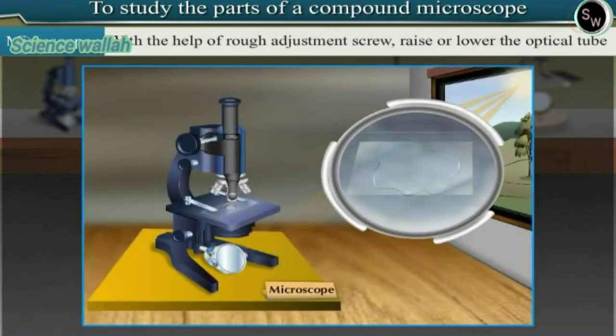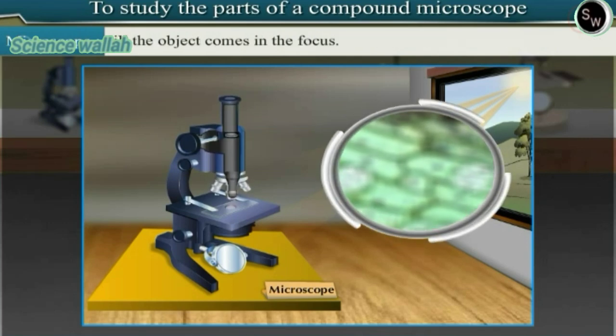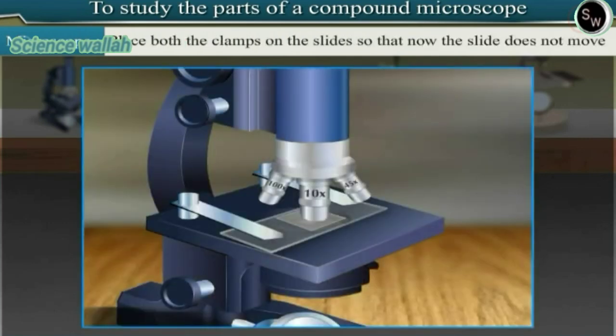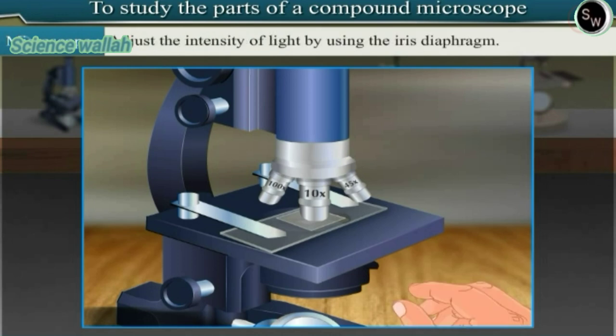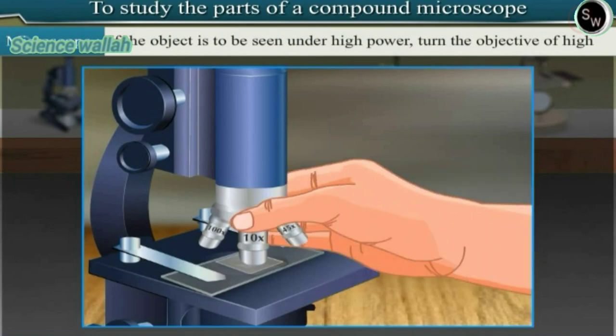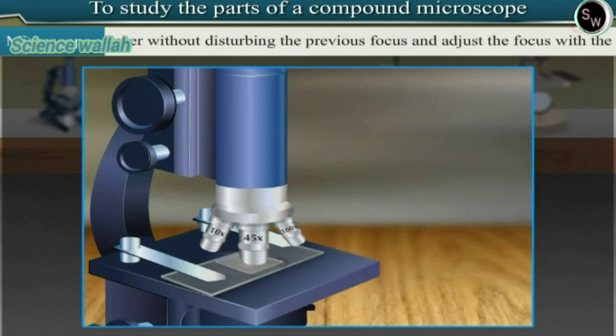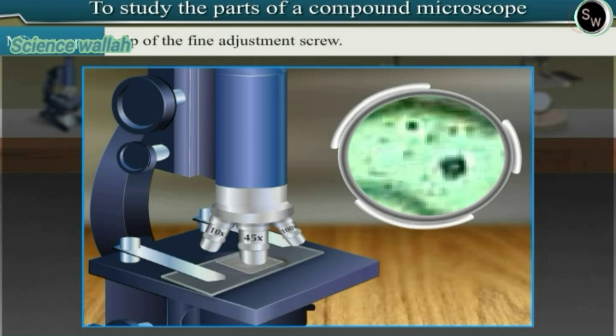With the help of rough adjustment screw, raise or lower the optical tube till the object comes in the focus. Place both the clamps on the slides so that now the slide does not move from your required focus. Adjust the intensity of light by using the iris diaphragm. If the object is to be seen under high power, turn the objective of high power without disturbing the previous focus and adjust the focus with the help of the fine adjustment screw.